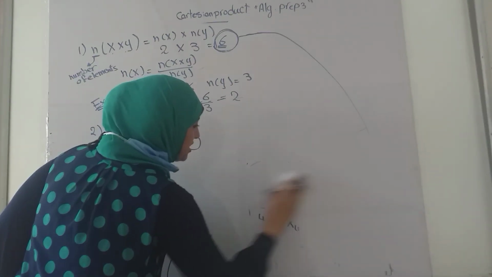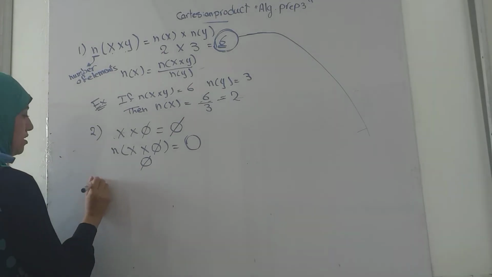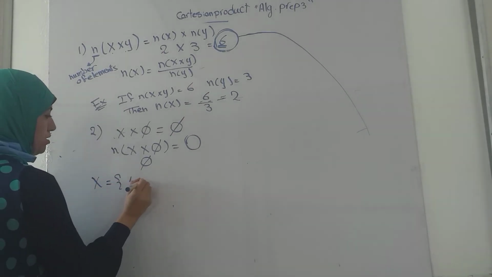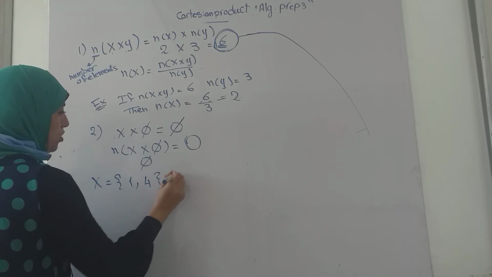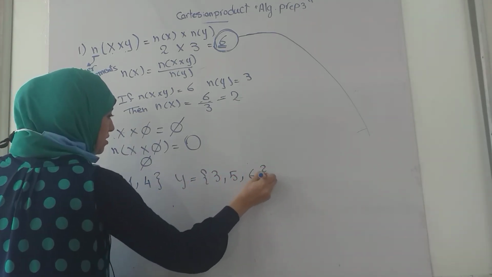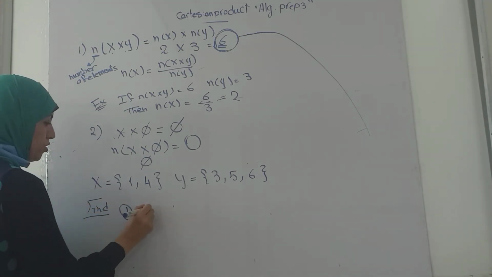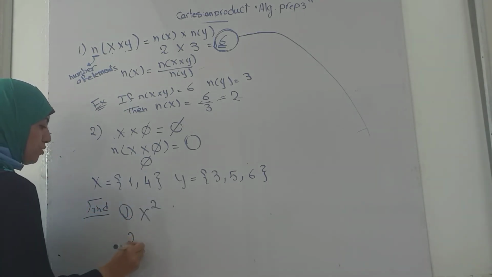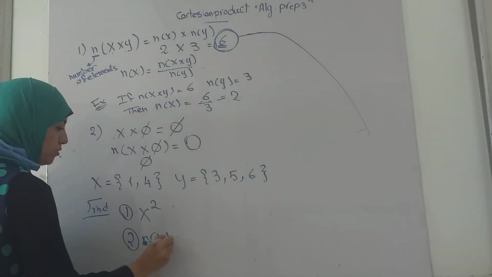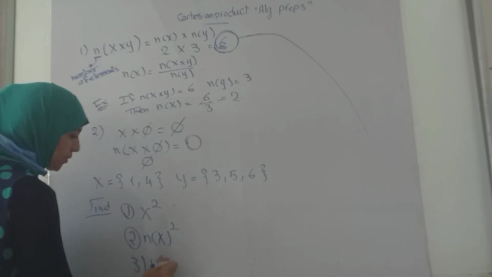Let's take the last example. If x equals {1, 4} and y equals {3, 5, 6}. Find number 1, x power 2. Number 2, n of x power 2. Number 3, n of (x by y).